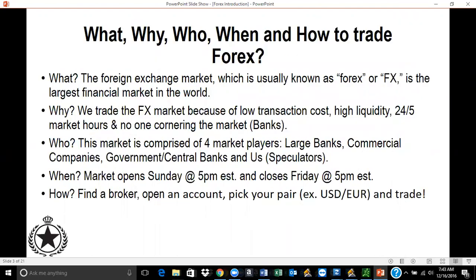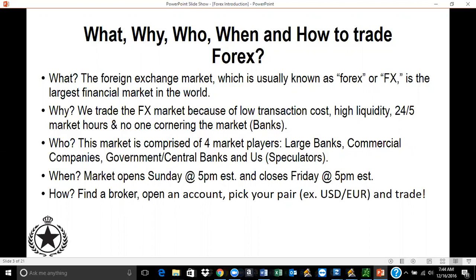Why, who, what, when, where, and how? All right, so what? This Forex exchange market, better known as Forex or FX, is the largest financial market in the world. It was once said that this market was trading $7 trillion with a T. Now this market, I think, is down to the $5 trillion. And I don't know what was the cause for that downturn, but even at $5 trillion, it's still the largest financial market in the world.